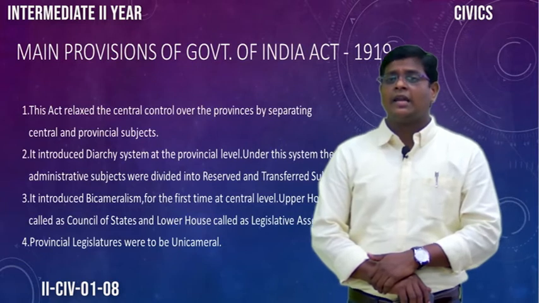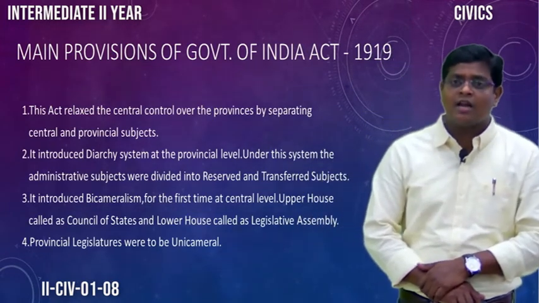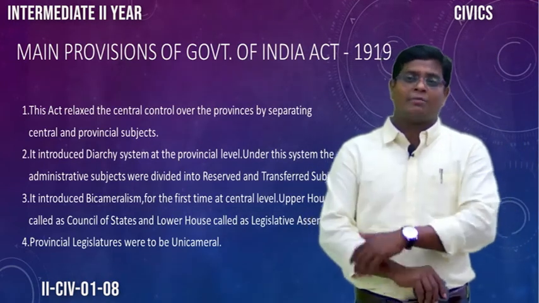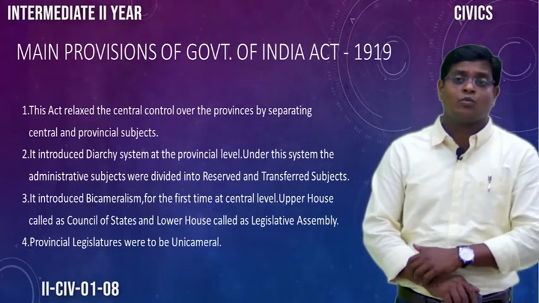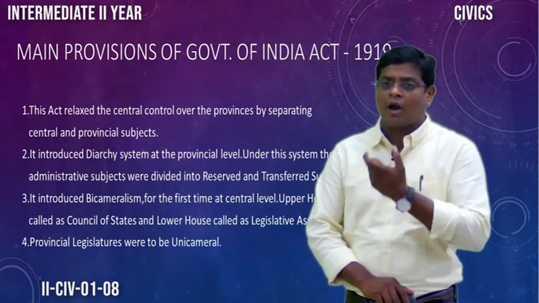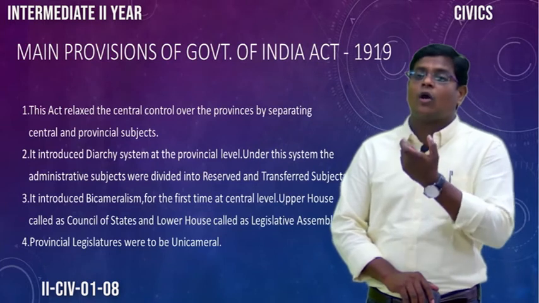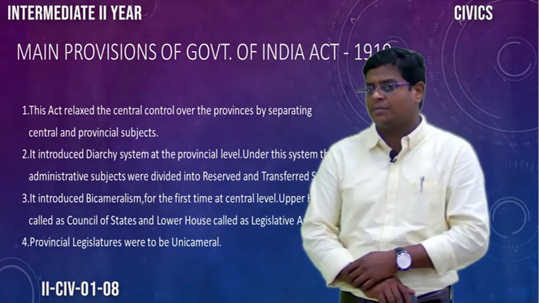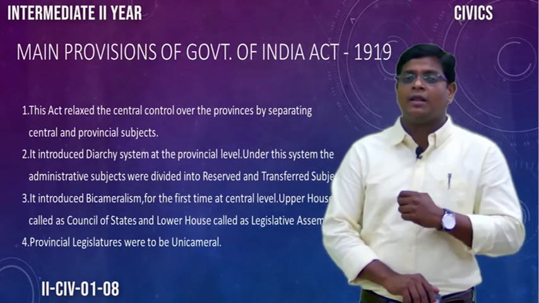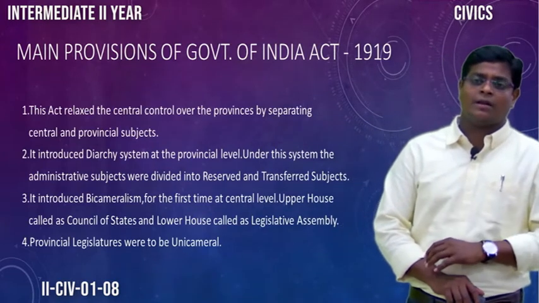Then the next important provision in the Act of 1919 is that provincial legislatures were to be unicameral. Unicameral means one house. The legislature which contains only one house is called a unicameral legislature. So they introduced bicameralism at the central level, while the provinces continued as unicameral.